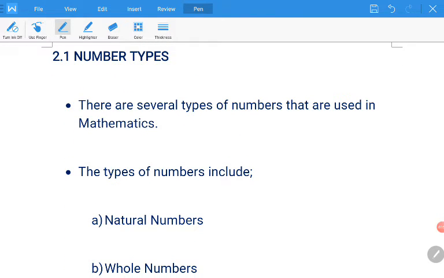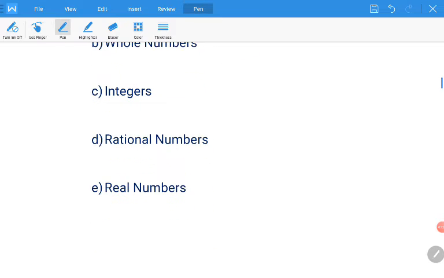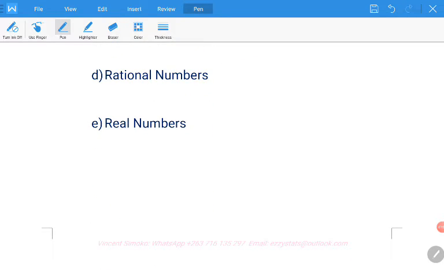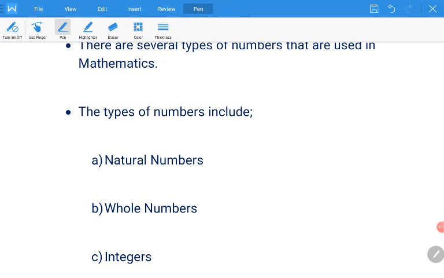There are several number types that are used in mathematics. These number types are natural numbers, whole numbers, integers, rational numbers, and real numbers. There is also a sixth type of numbers, which is imaginary numbers, but at this level we are not going to look at that.